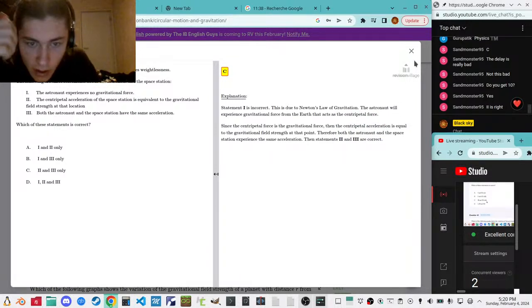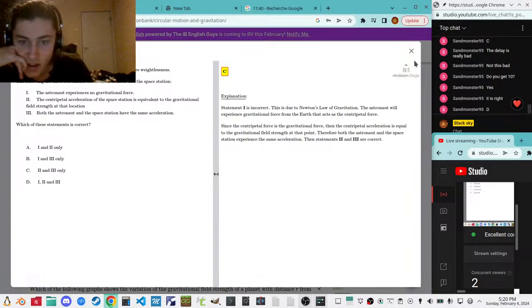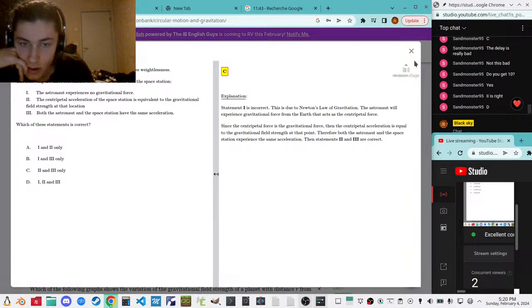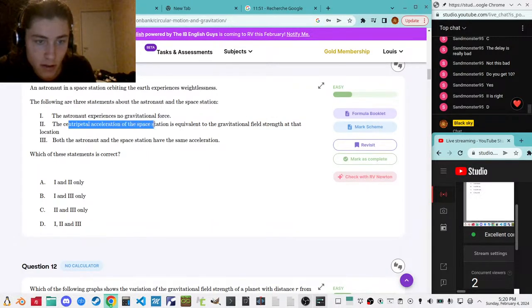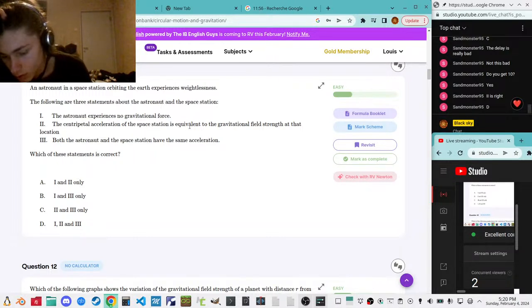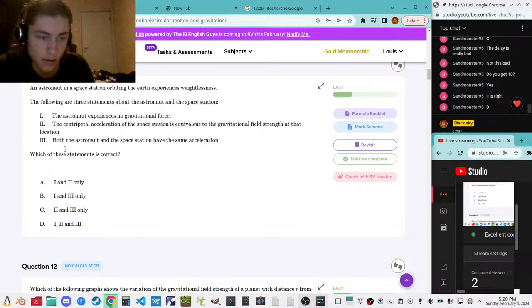Okay, wait. The centripetal force is the gravitational force. Yeah. And oh, centripetal acceleration. Yeah, I was mixed up. Centripetal acceleration of the space station. Centripetal acceleration. What even is that? It's like the acceleration of the center?